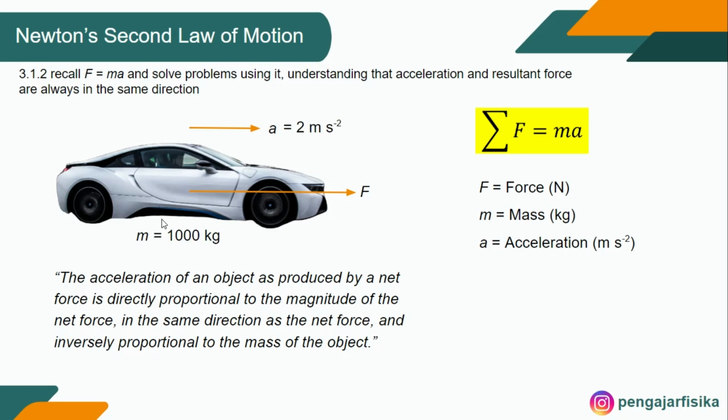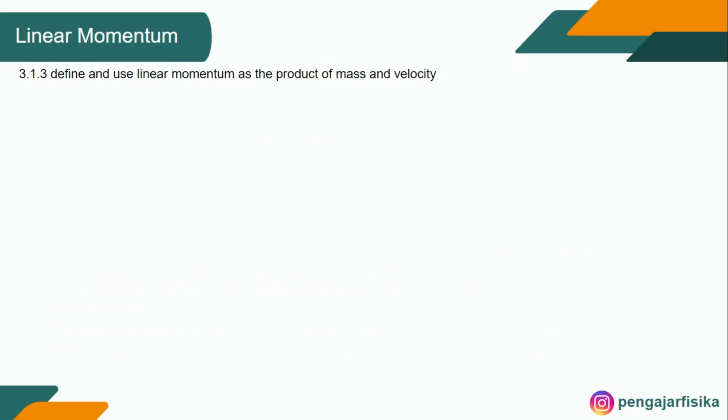Take a look at this diagram of a car. If the car has a mass of 1000 kg and accelerates at 2 meters per second squared, the force needed to make it move is sigma F, or F equals m times a. m is 1000, a is 2, so 1000 times 2 is 2000 newtons. This means the car needs a force of 2000 newtons to accelerate at that rate.